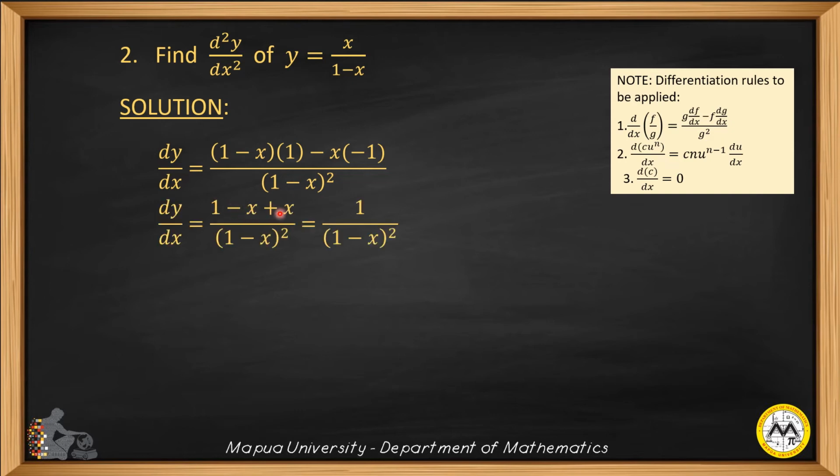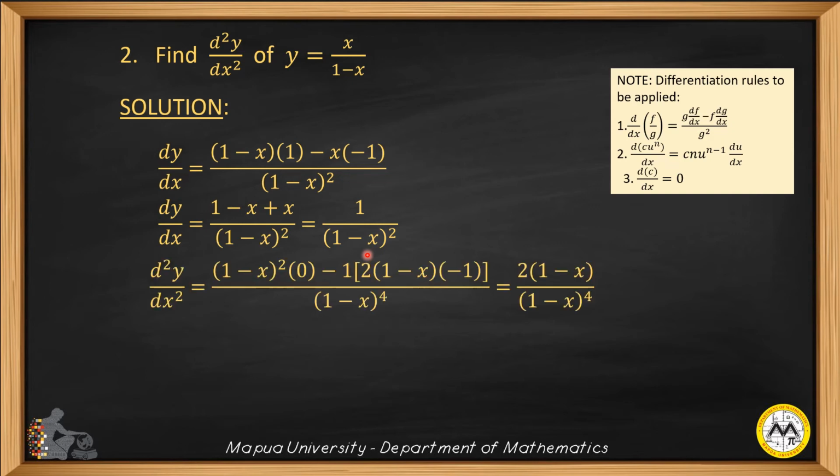Simplifying the numerator, the first derivative of y with respect to x is just equal to the reciprocal of the square of 1 minus x. To obtain the second derivative of y with respect to x, all we have to do is to differentiate the first derivative of y with respect to x, again with respect to x. So, with this, we will again apply the rule on differentiating a quotient.